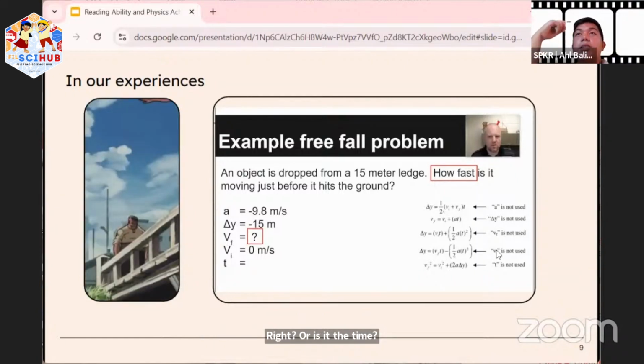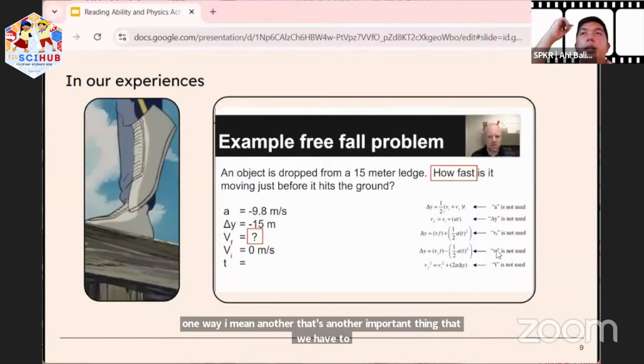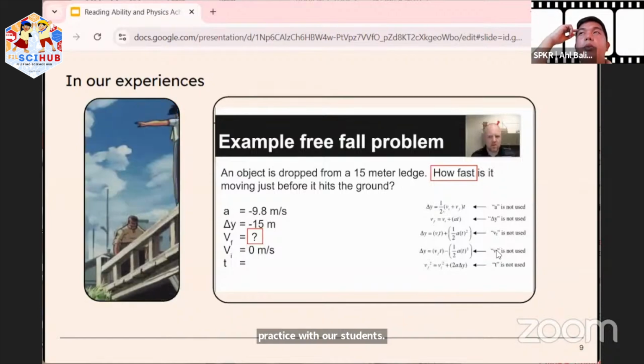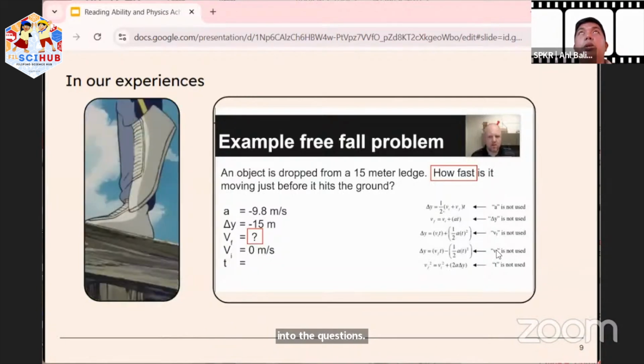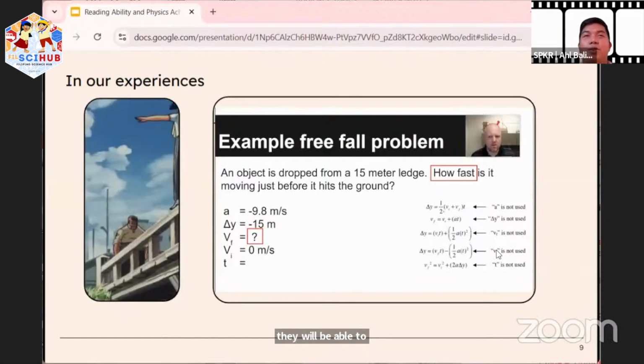So that's one way. Another important thing that we have to practice with our students is how they are going to interpret the question. By looking at key terms in the questions, they will be able to answer the questions correctly. Okay. Another example. I'm not sure if you're giving some examples.